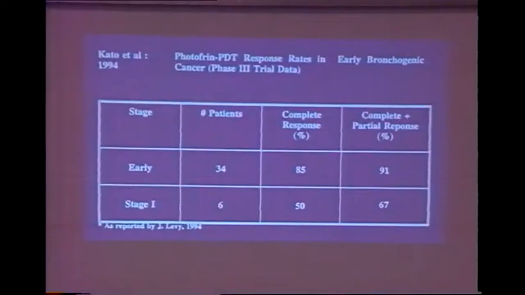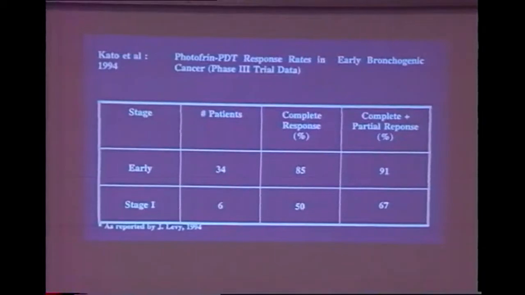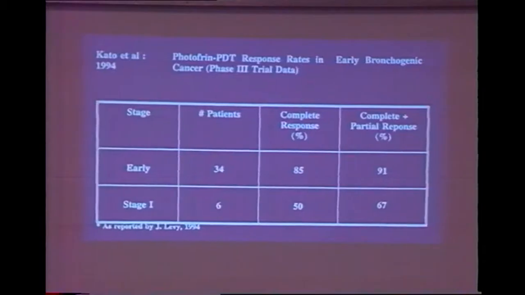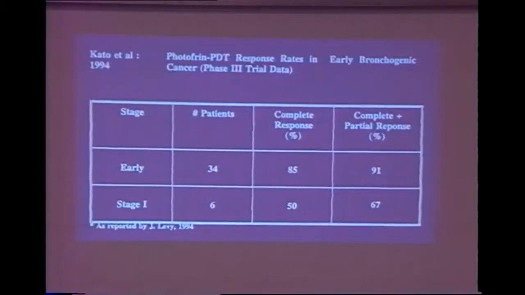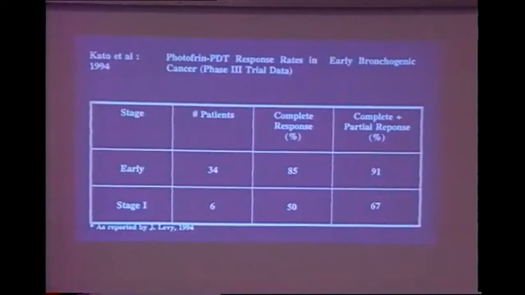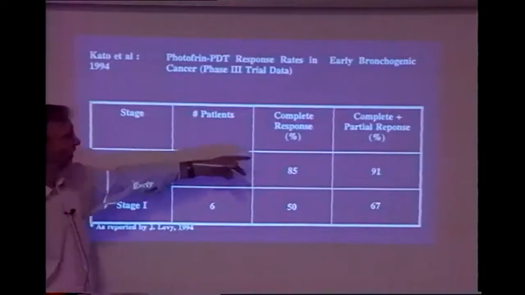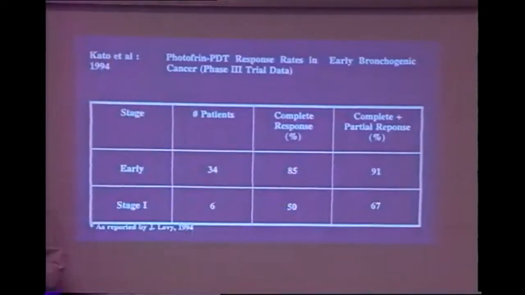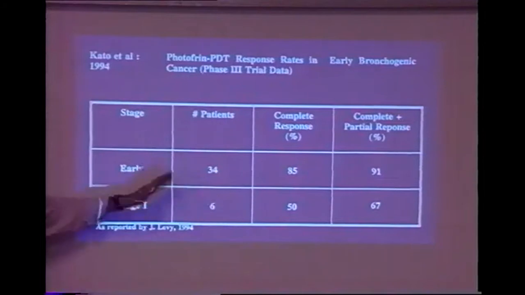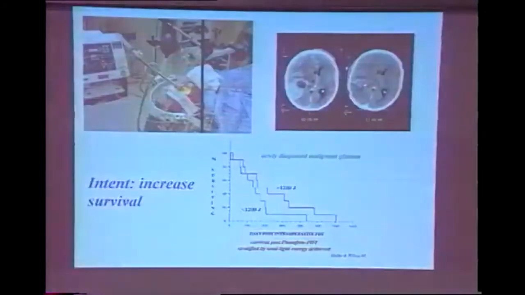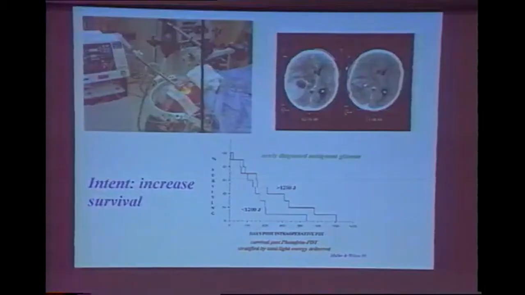And here's some data. This is now quite old, but just to show you an example, this is in early stage lung cancer. This is the data for which the treatment was approved in Japan. 34 patients with early stage lung cancer, 85% complete response rate, and if you include partial response rates, over 90%. The later the stage of the disease, the worse the response rate, of course, but nevertheless. Brain, this is our own work in PDT for brain tumors, showing that the higher dose is better than the lower dose.